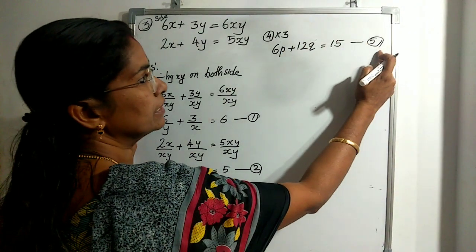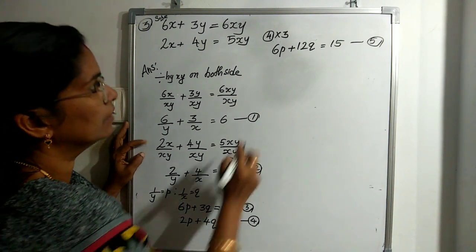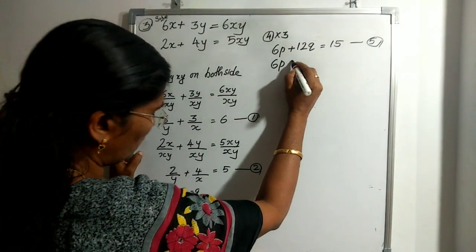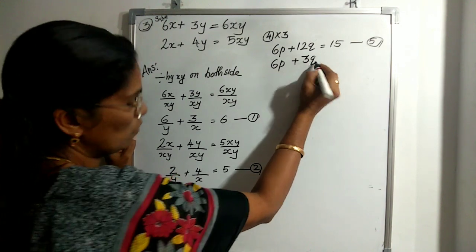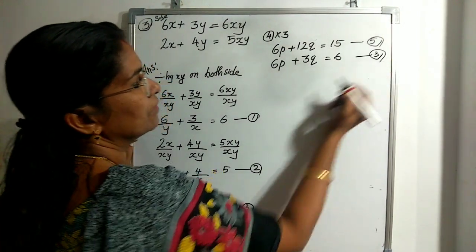This is our equation 5 because we are multiplying equation 4 with 3. So that is a new equation. We are naming it as equation 5. But there is no change in equation 3. The same we can write here: 6p plus 3q is equal to 6. That is our equation 3 itself.